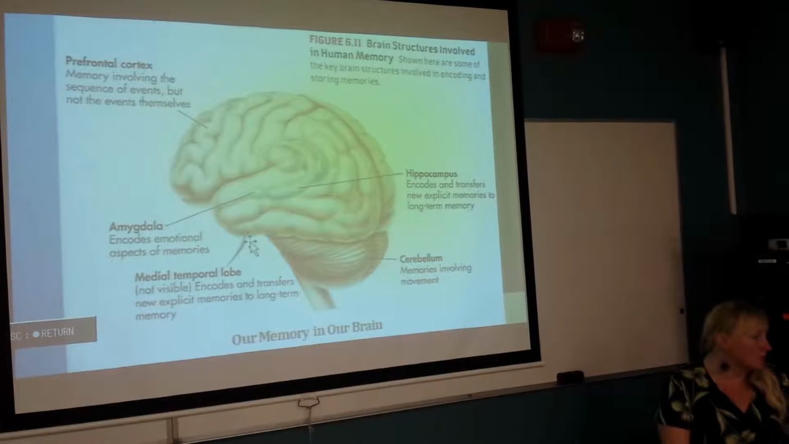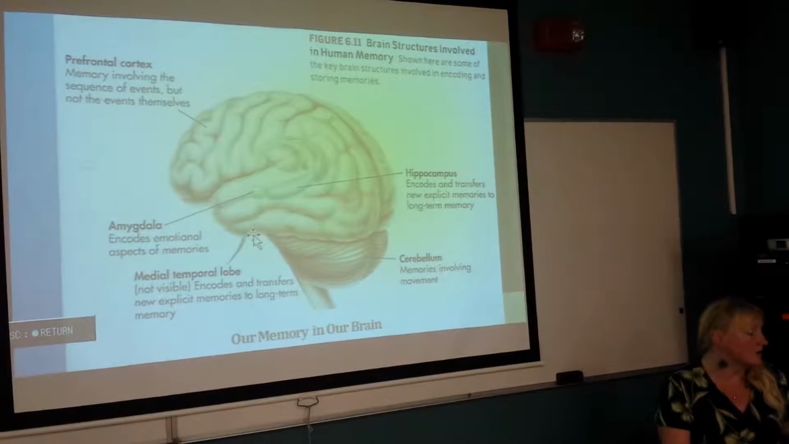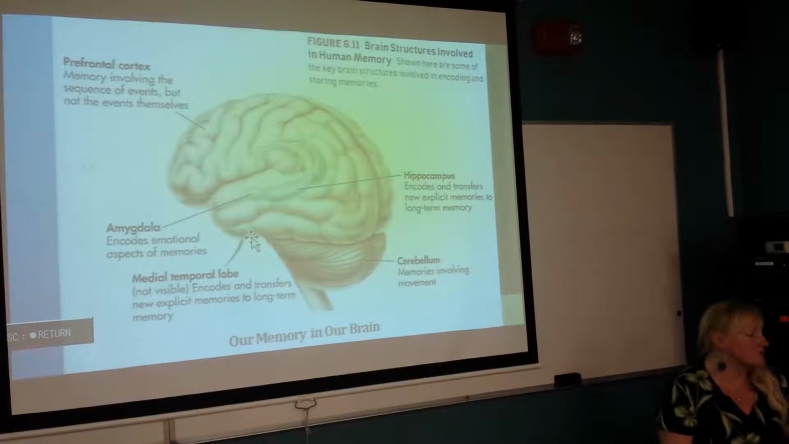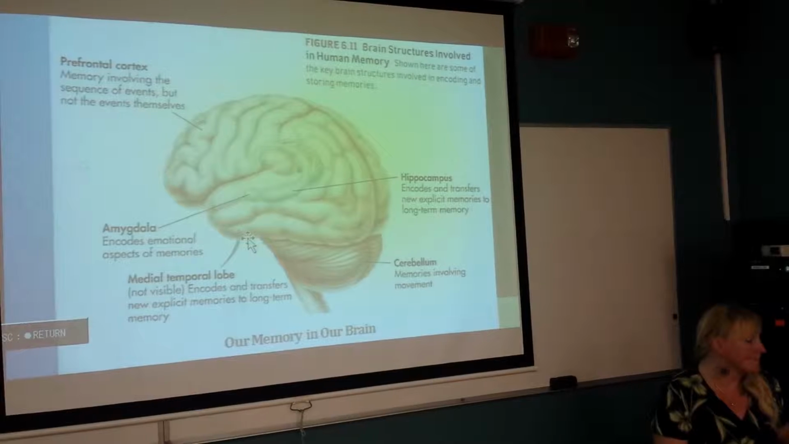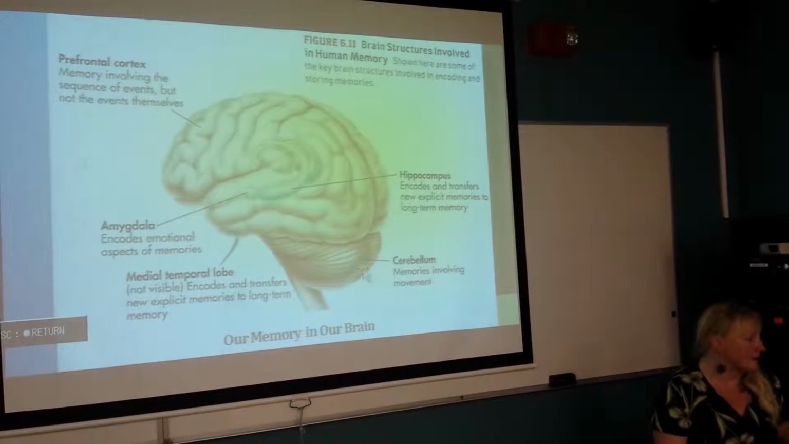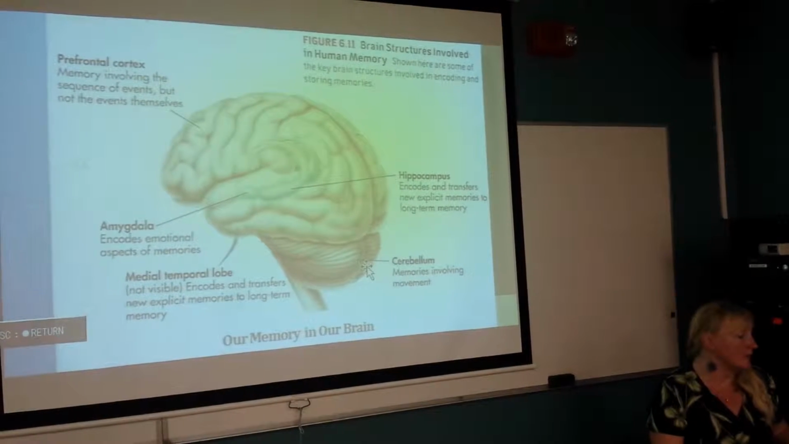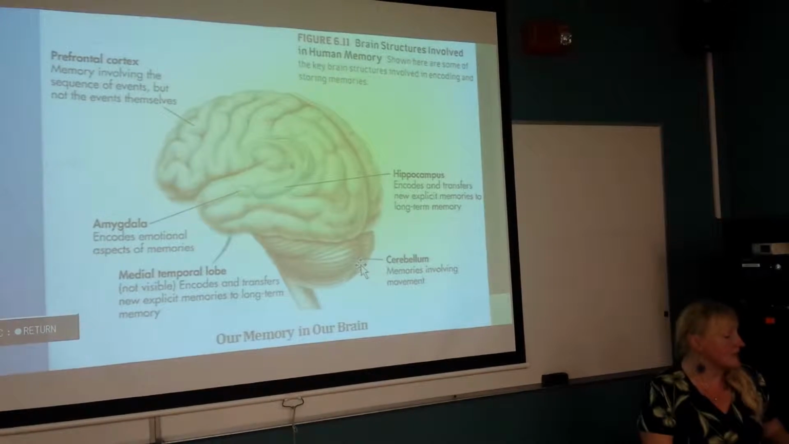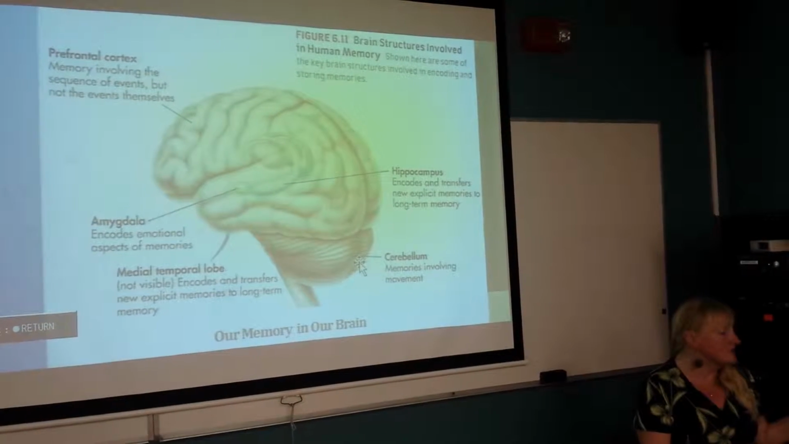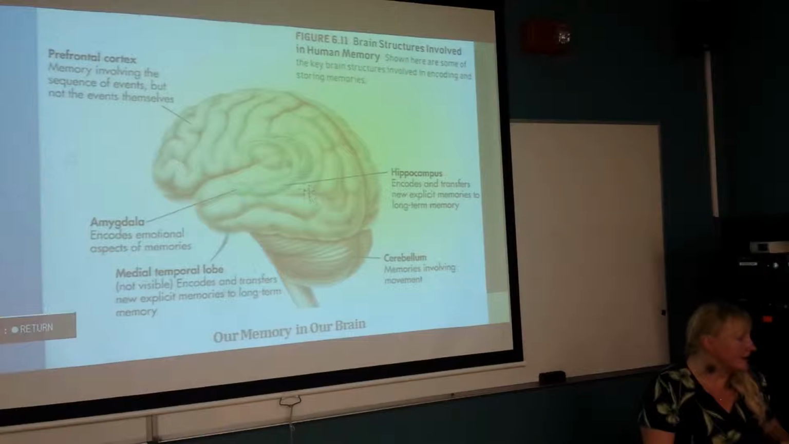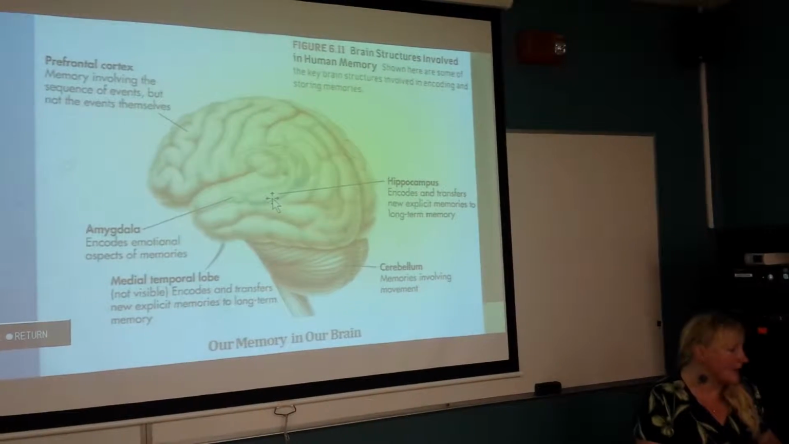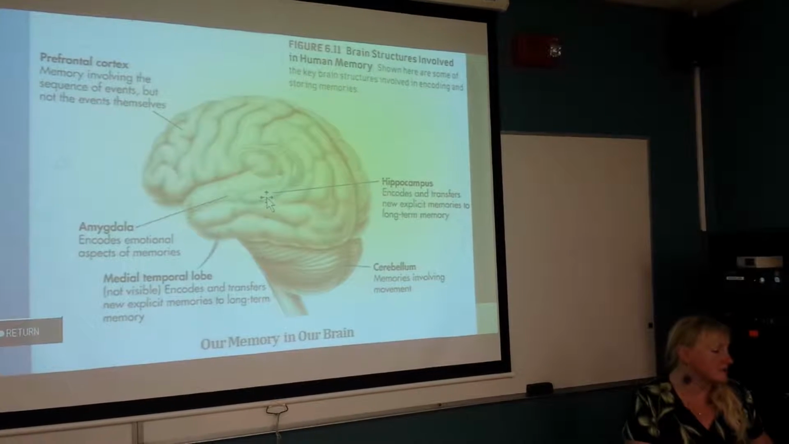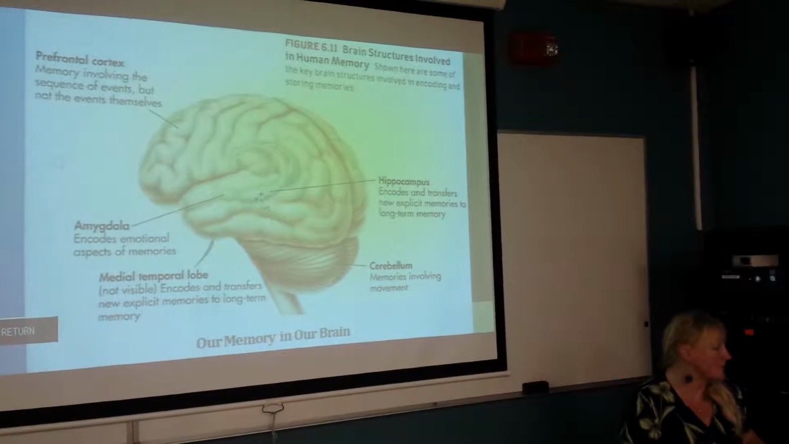The medial temporal lobe, which is actually on the other side, you really can't see it in this picture, translates and transfers new explicit memories to long-term memory. Then over here, on the backside, is the cerebellum, and it takes on memories that involve movement or activities, doing things. And over here, this little shaped thing near the amygdala is the hippocampus, and it translates and processes new explicit memories to long-term memory.